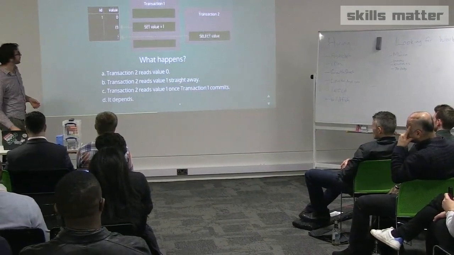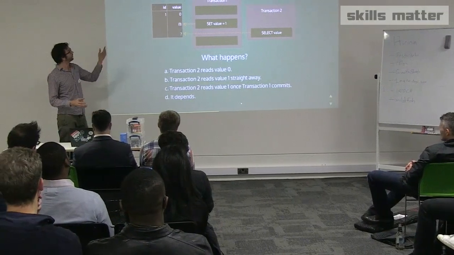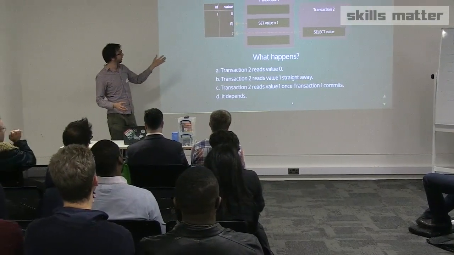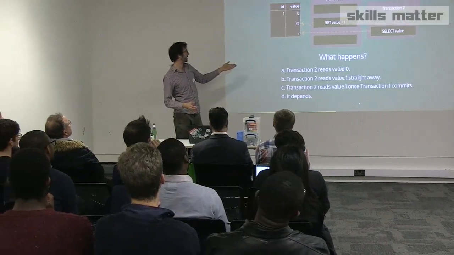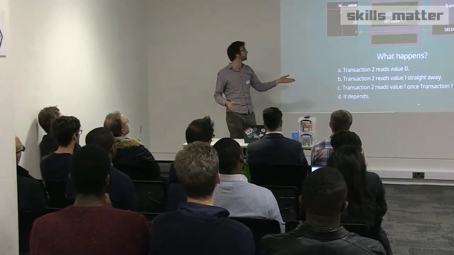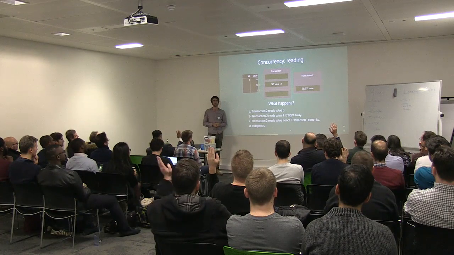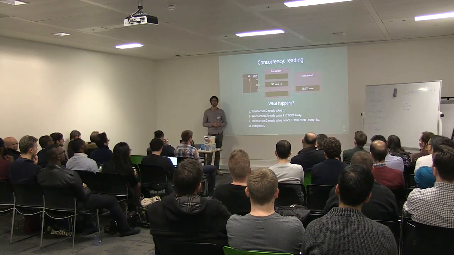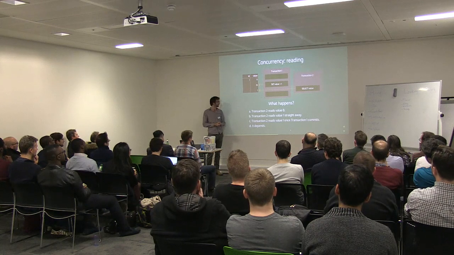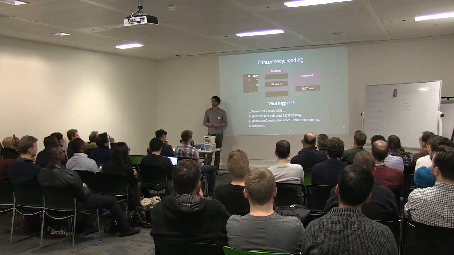So with this newfound knowledge, we're in read committed mode. What happens? Is it A, transaction 2 reads value 0 straight away? Is it B, transaction 2 reads value 1 straight away? Is it C, transaction 2 reads value 1 once transaction 1 commits? We know what it depends on. So could I have a show of hands? Who thinks it's A? Okay, yeah, 4, all right. Who thinks it's B? Nobody. Who thinks it's C? Quite a few, yeah.